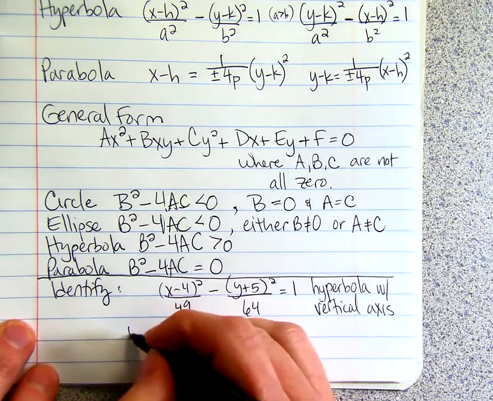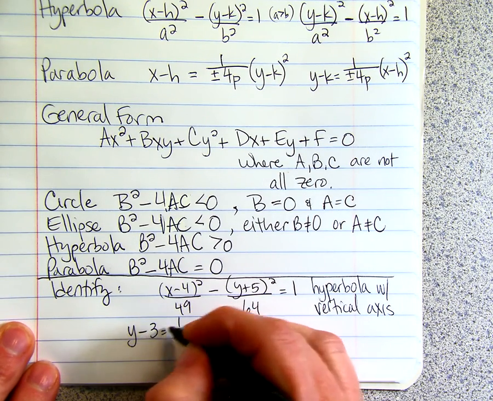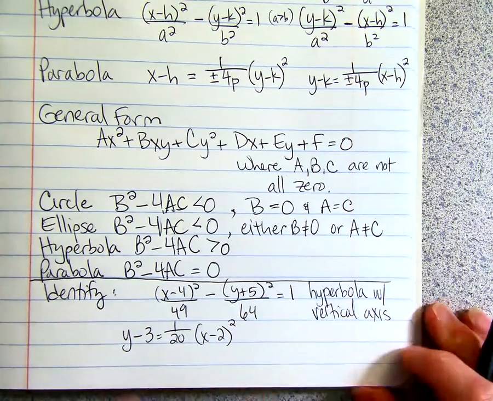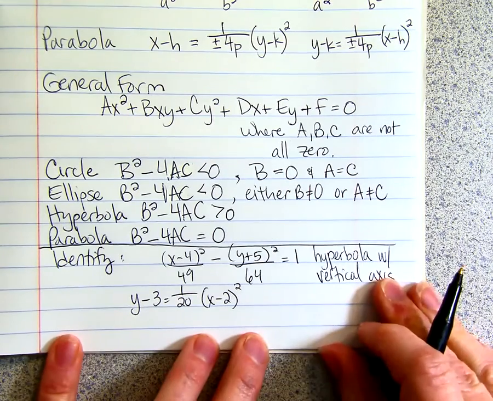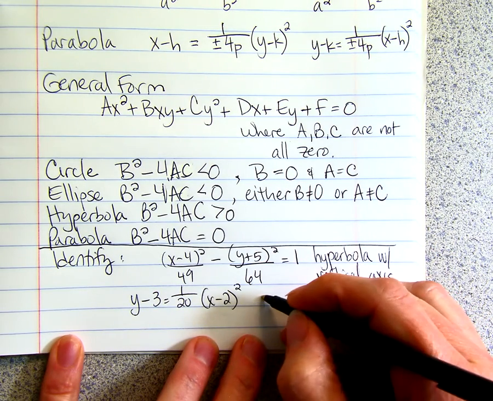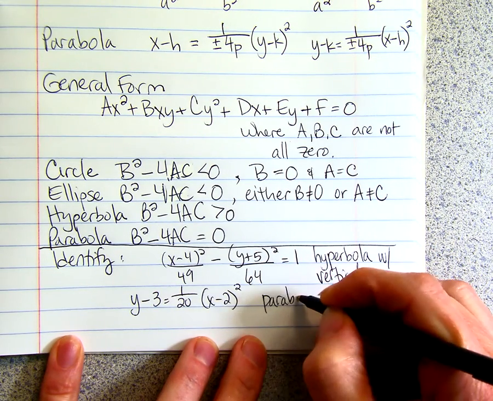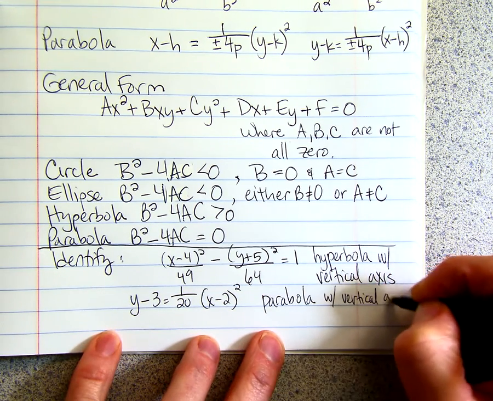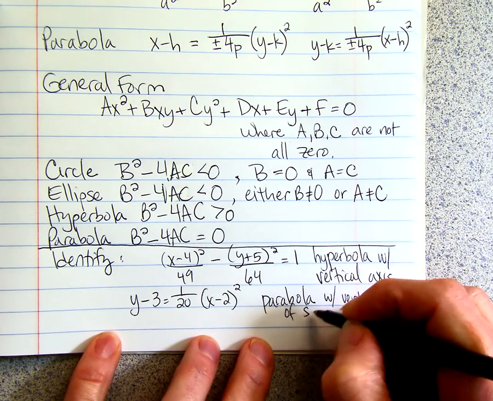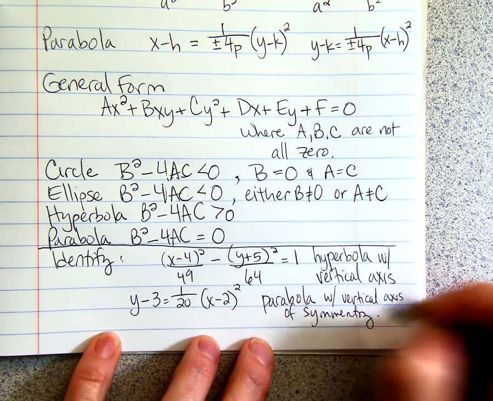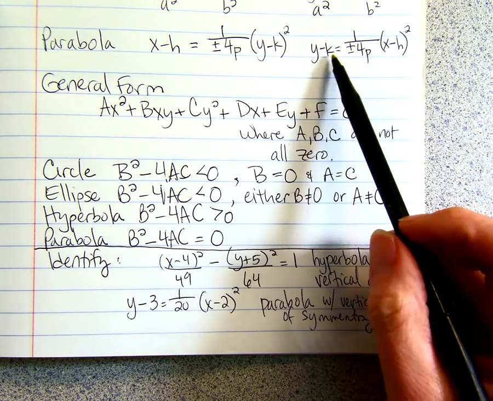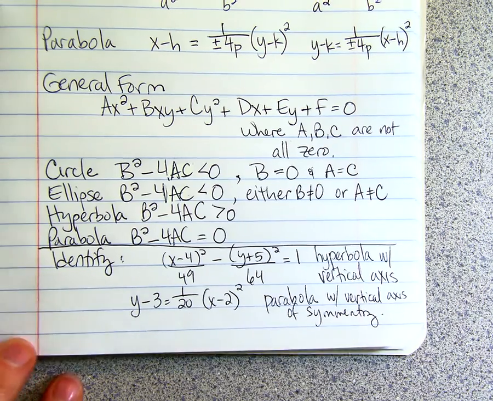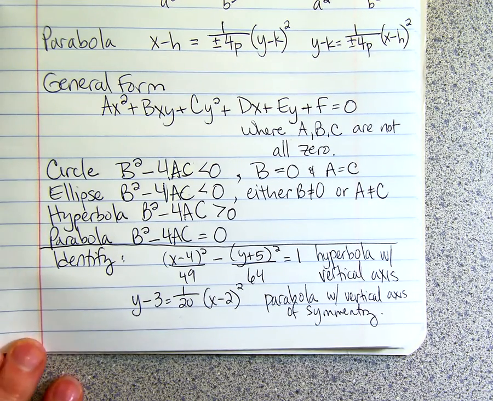Okay, here's another one. y minus 3 equals 1/20th times (x minus 2) quantity squared. It's a parabola. Good. It's a parabola with a vertical axis of symmetry. Notice that if the y is on the left side, then it's a vertical axis of symmetry, so it's opening either upward or downward.